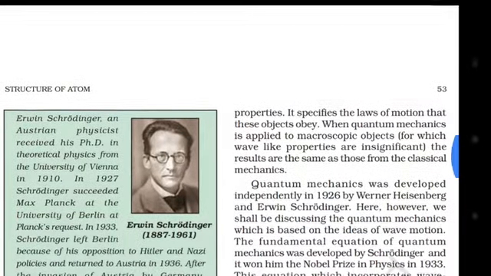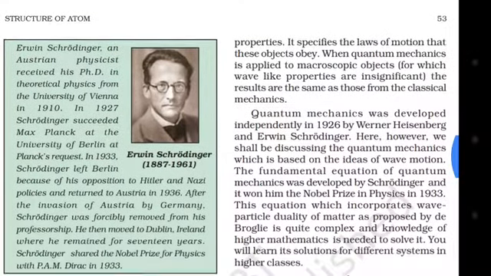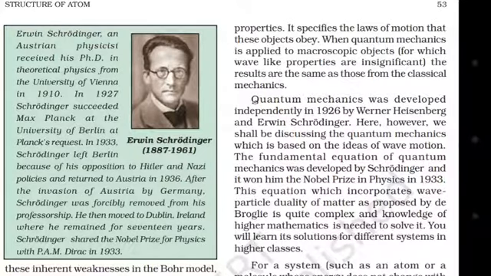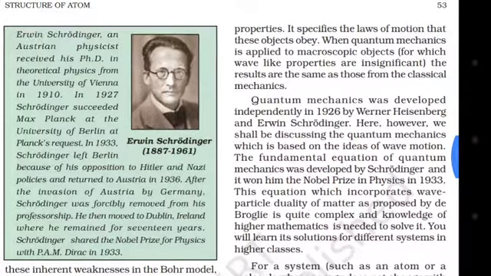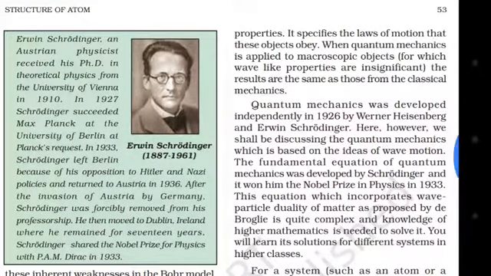In view of these properties, it specifies the law of motion that these objects obey. When quantum mechanics is applied to macroscopic objects for which wave-like properties are insignificant, the results are the same as those from classical mechanics. Quantum mechanics was developed independently in 1926 by Werner Heisenberg and Erwin Schrödinger. Here, however, we shall be discussing the quantum mechanics which is based on the idea of wave motion.